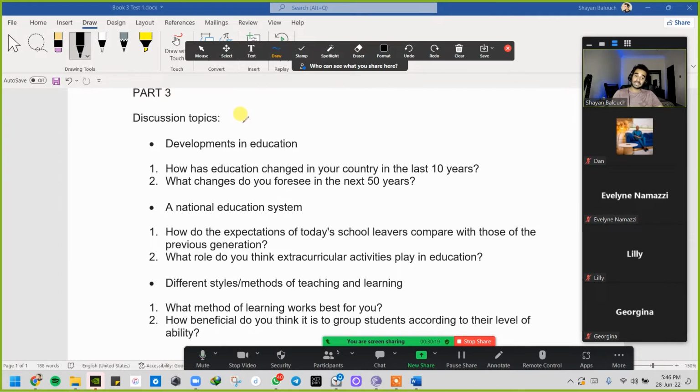In part 2, we were discussing the teacher. Here, we're discussing education, a national education system, developments in education, and what different methods and styles of teaching there are. So this is the information that you are getting here. Because this is the book, these are the preparation notes. In this, there are 3 different topics, and each topic has two questions.